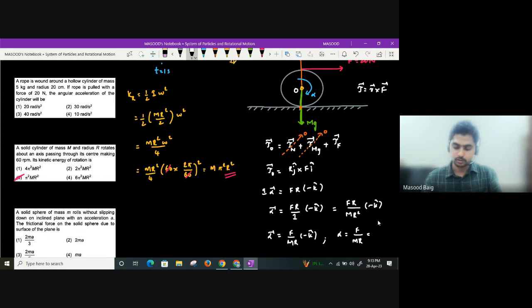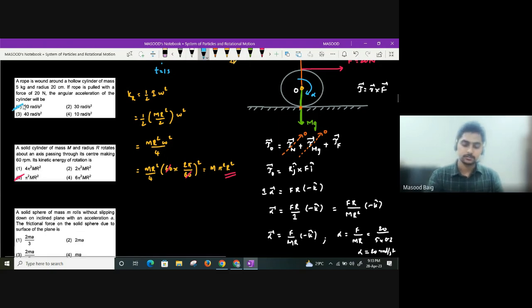F is given as how much, beta? 20 Newton. Mass is 5. Radius is given as 20 centimeters. I can take it as 0.2. So 5 into 0.2 will be anyhow 1. So the alpha value will be 20 radian per second square.